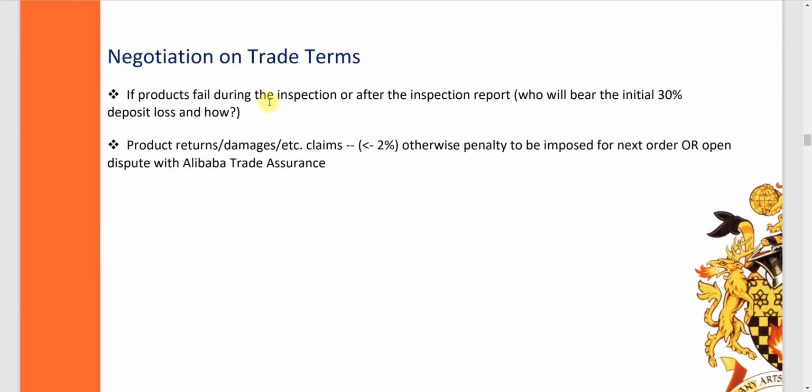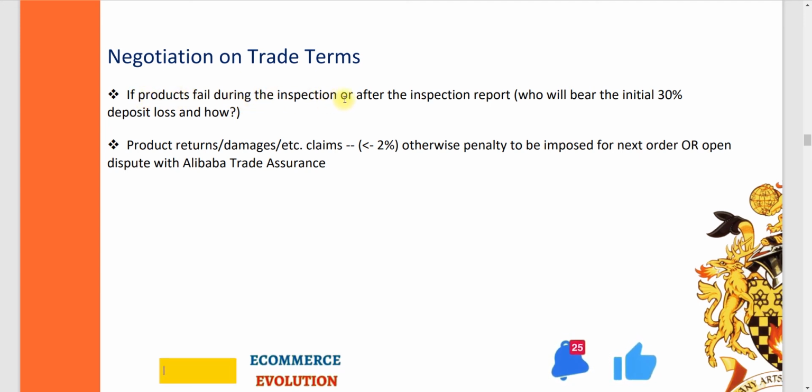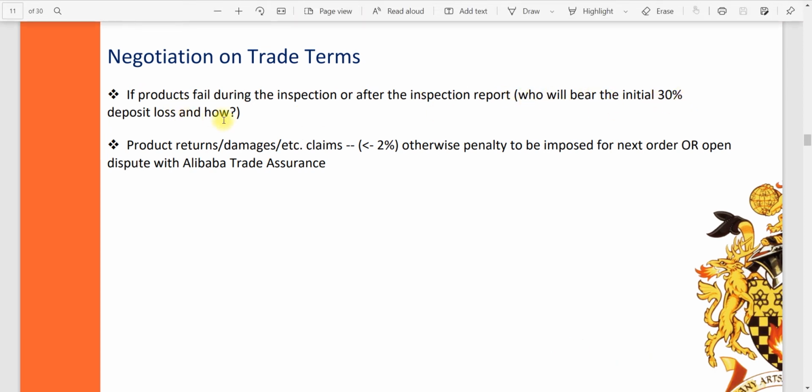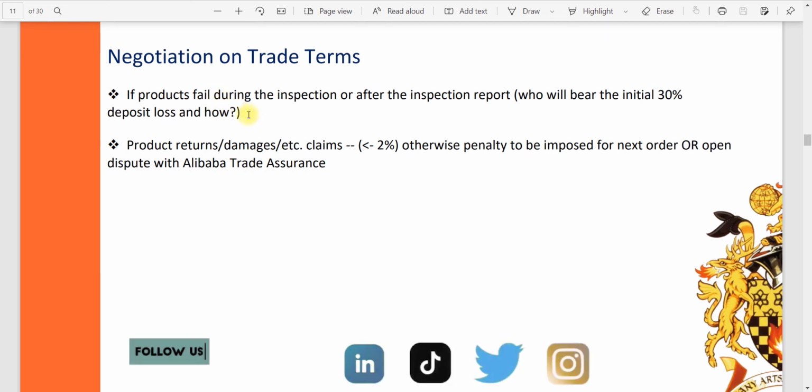And adding to this, if the product fails during inspection. Till now we haven't touched the inspection topic, and we'll be discussing that in the next lectures. But we do inspection for the products we place orders for with the supplier, to check whether they fulfill the criteria and are as per the quality and material we decided in the contract. You will be inspecting those products through third parties. So in case the product fails during the third-party inspection or after the inspection report, who will bear the initial 30% deposit loss and how? You will discuss these points with the supplier as well.